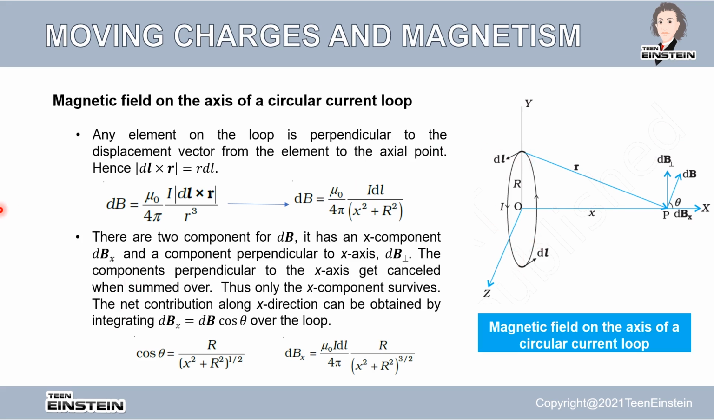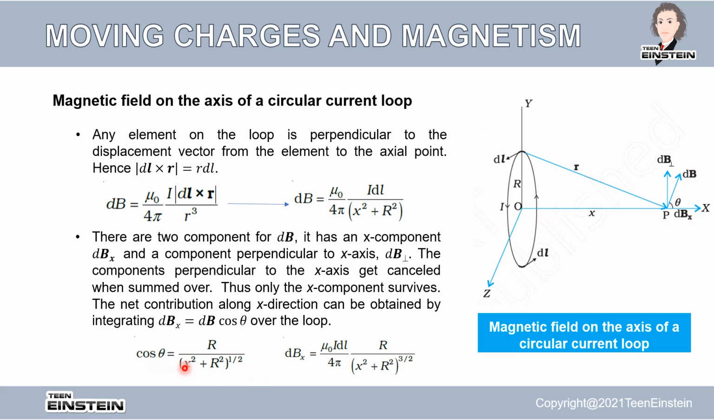So dB has an x component dBx and a component perpendicular to the x-axis, dB perpendicular. The perpendicular components get cancelled when summed over, so the only surviving component is the x component. The net contribution along x can be obtained by integrating dBx equal to dB cos theta over the loop. Why dB cos theta? Because dB makes an angle theta with the x-axis, so this projection is dB cos theta. So dB cos theta you have to integrate along the loop.